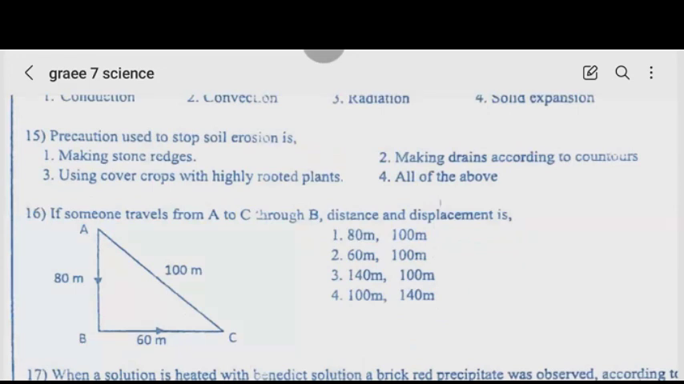Right. 16th question. If someone travels from A to C through B, what is the distance and displacement? Sashmika, tell me what is the distance from A to C, please. What is distance?